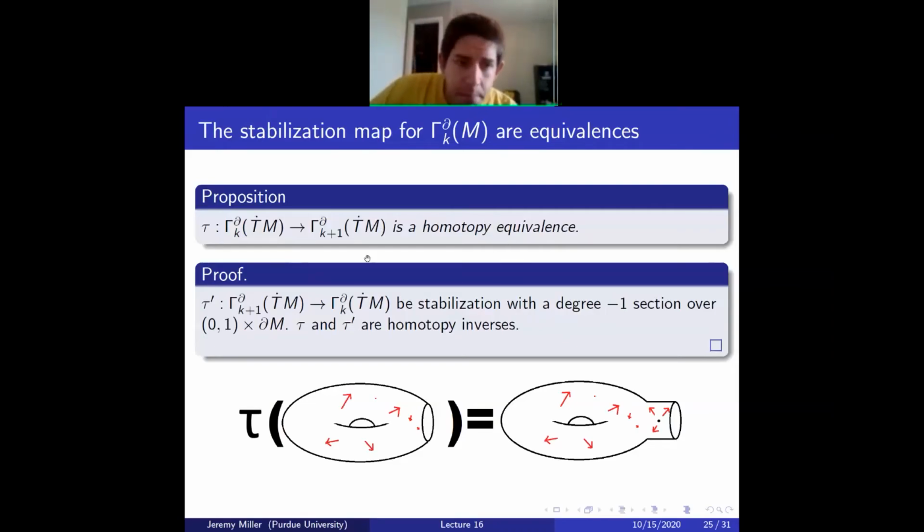And what's the proof? You can construct a similar map where you stabilize by a degree -1 section. So you can let tau prime be the same construction, but now we put a degree -1 section near the boundary. And if you concatenate a degree 1 and a degree -1 section, you're going to get a degree 0 section. So tau and tau prime are going to be homotopy inverses to each other.